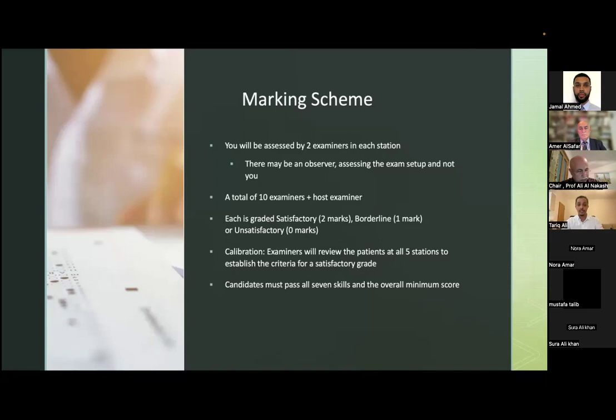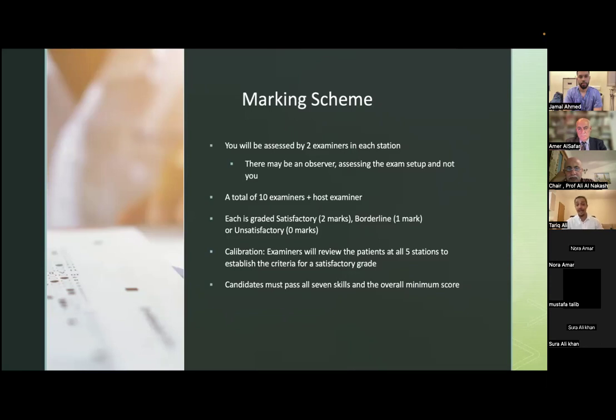There will be essentially a total of 10 examiners across all stations and the host examiner. Each is marked based on 2, 1, and 0, based on satisfactory, borderline, or unsatisfactory. If you are borderline throughout all stations, you pretty much will not pass. You need to be scoring high enough marks in some stations to push you over that 70% boundary.